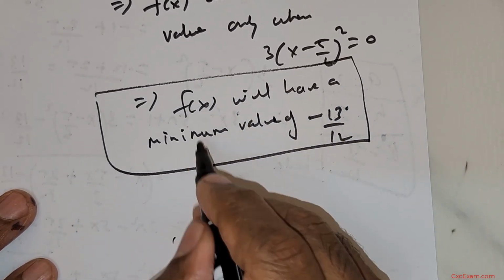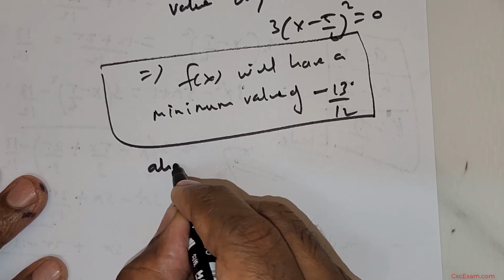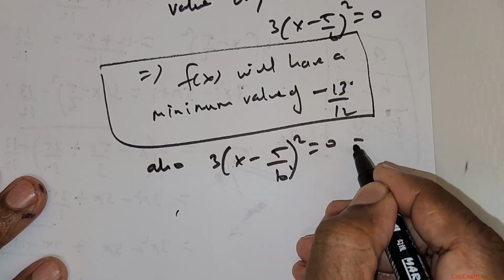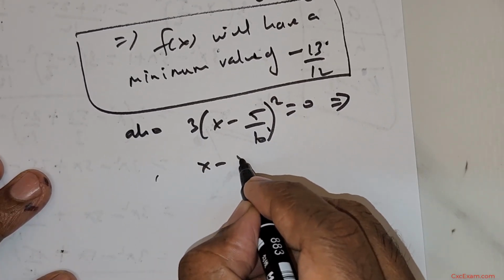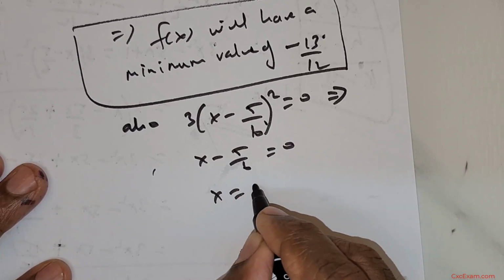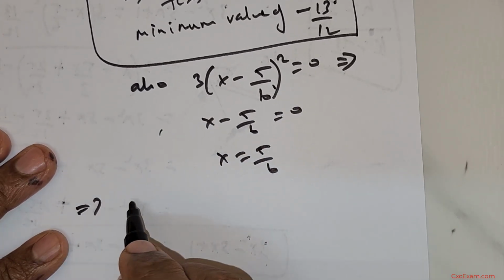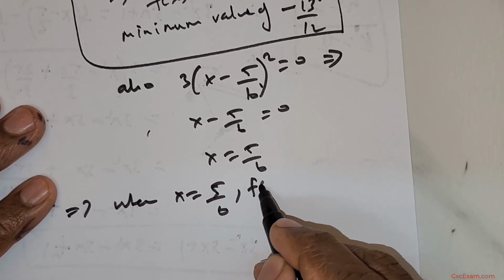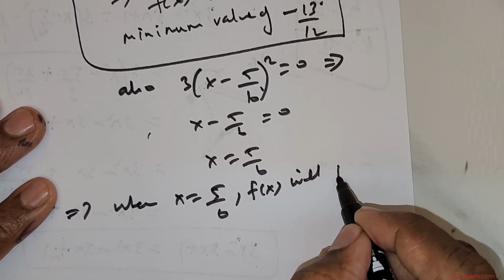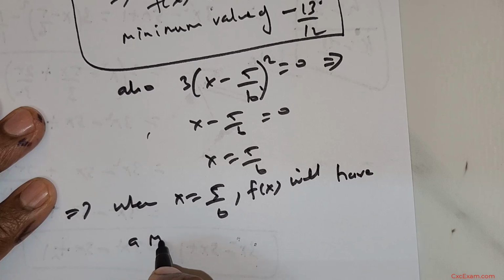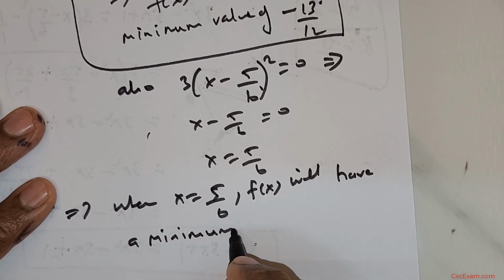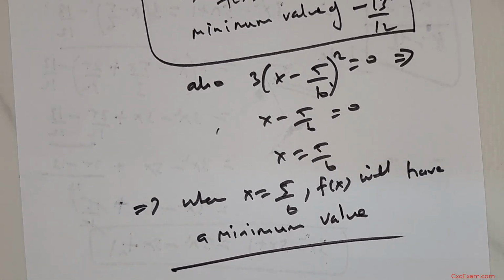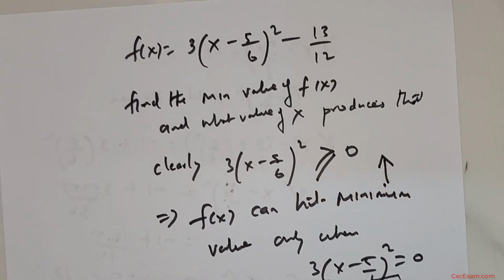What is that value of x that produces this minimum? Also 3 times (x - 5/6) the whole squared is equal to 0. This means x - 5/6 is equal to 0. This means x is equal to 5/6. So this means when x is equal to 5/6 f of x will have a minimum value. So that's the conclusion. Okay, having given you this, we have to do the next part of this question.